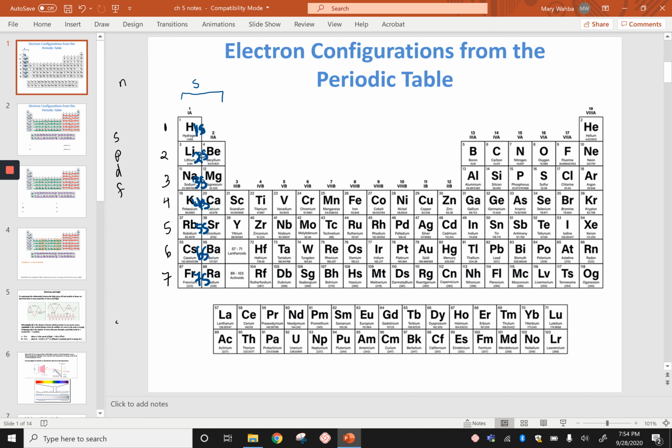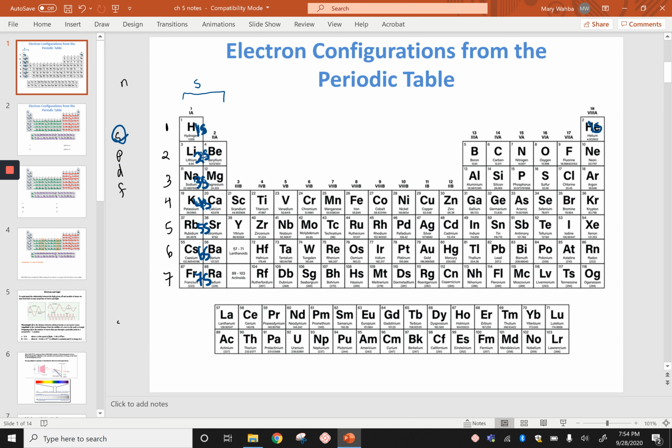Now you'll notice that we need 2 boxes for the S's, and in the first period here we only have 1 box. Well, there is our other box. This is still considered 1s. Some people argue that helium should really be here, but it is a noble gas, so that's why they put it there. All right, so we got the S. Let's move on to the P.